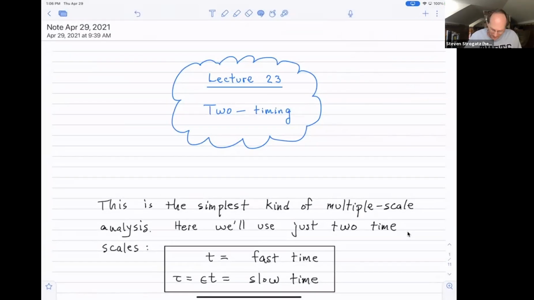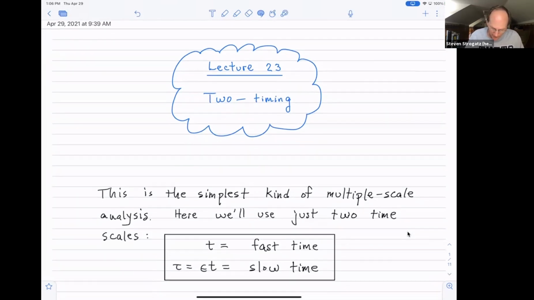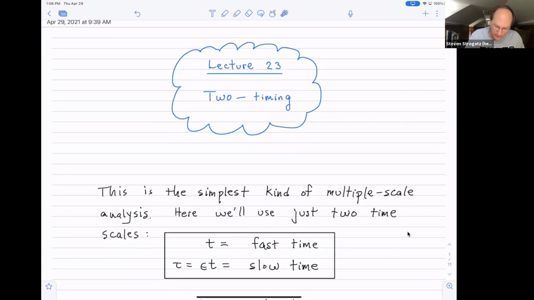All right, so as I say, it is the simplest multiple scale technique out there. So we're going to use these two time scales, t, the ordinary time that enters the problem, and then a much longer time scale, epsilon t, which we'll call tau. And in the problems that we're going to discuss, there will be oscillations occurring on the fast time scale, and their amplitude will change on this much longer time scale.